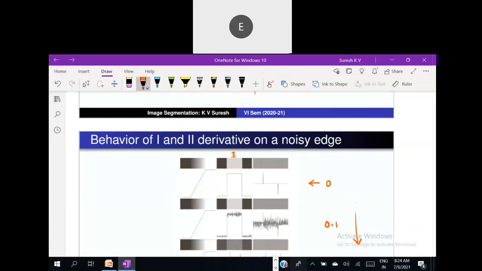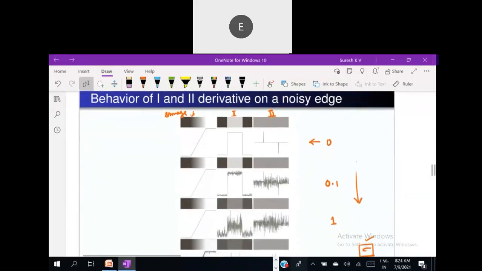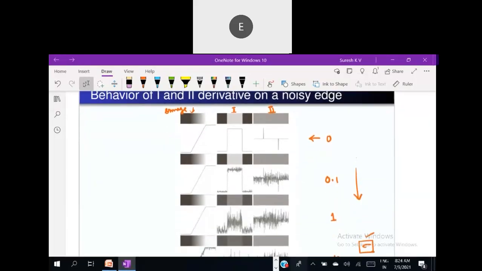Now what you see here is the first derivative. This is the image, and this is the first derivative. The second column is the second derivative. Okay, so now try to understand. If I come here, this is the original image with zero noise. So it is a ramp edge, as you can see.